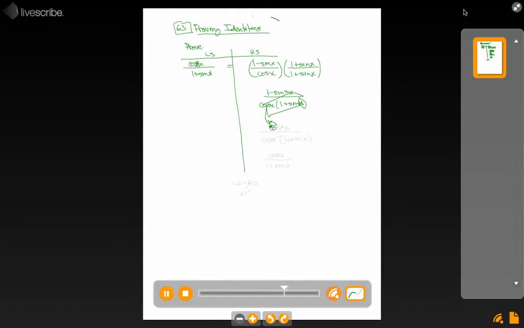The beauty of the numerator is that 1 minus sine squared is cos squared. So cos squared over cos x times 1 plus sine x. One of the cosines cancels out top and bottom, and I'm left with exactly what I was hoping to be left with, which is an expression that looks exactly like the left side, and my identity is proven.